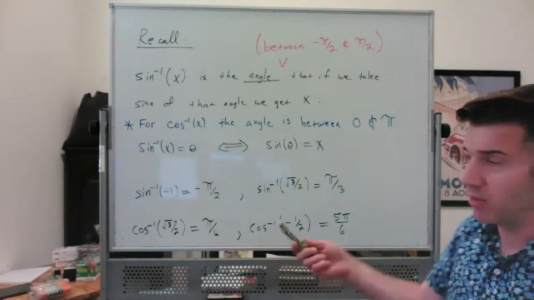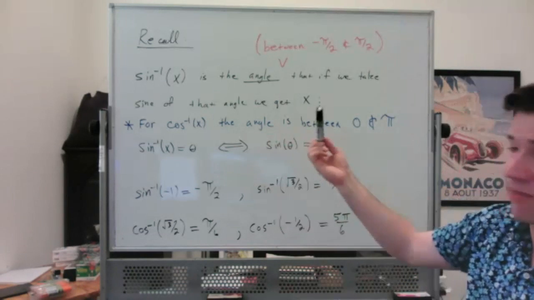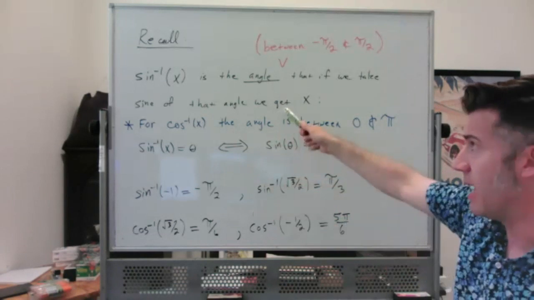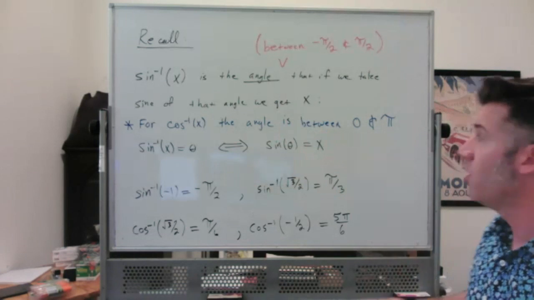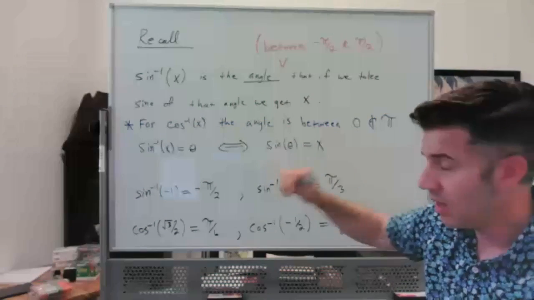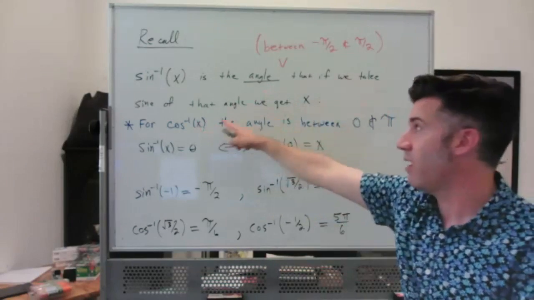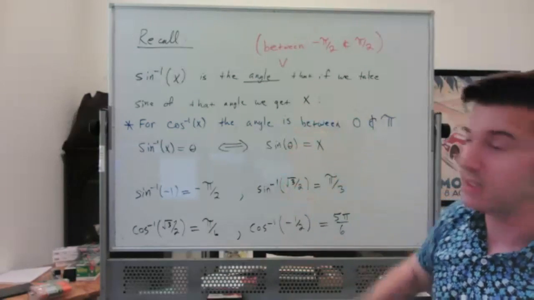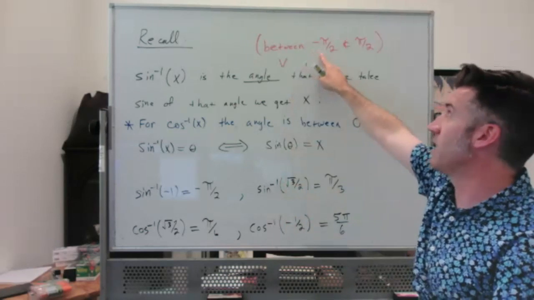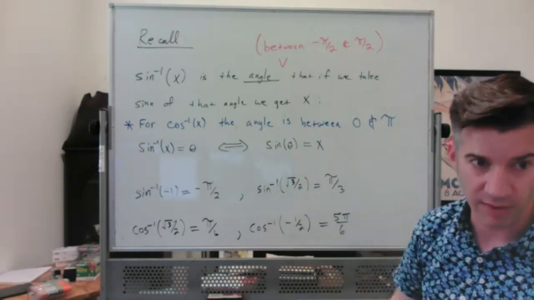So just from last time, I'm going to remind you what an inverse trig function is. Inverse sine of x, for example, is the angle. When I think of inverse sine of x, my brain immediately says, it's the angle that if we take sine of that angle, we get x. But I should be a little more specific. It's the angle between negative pi over 2 and pi over 2 that if we take sine of that angle, we get the value of x.